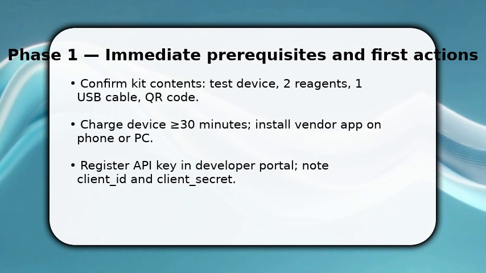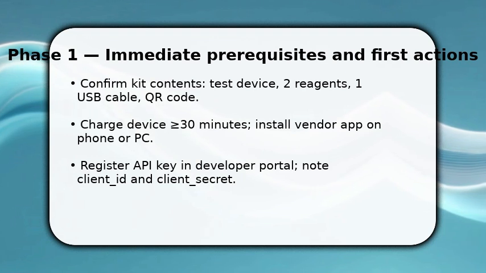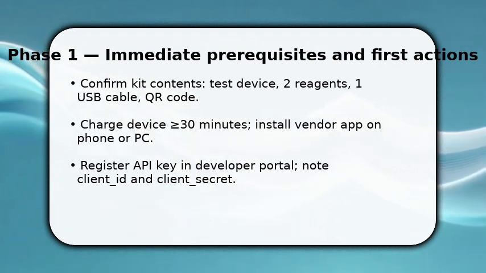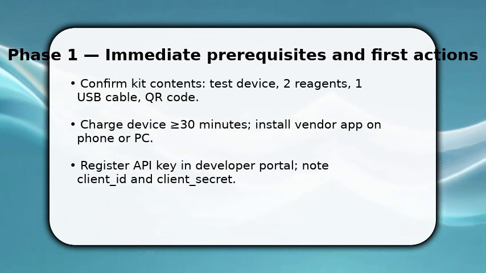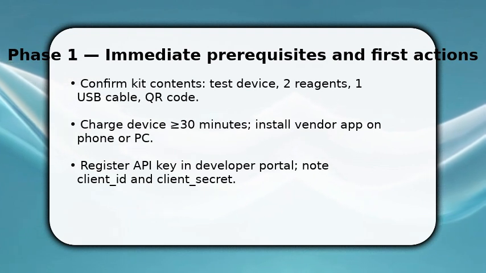Next, register for an API key in the developer portal and save the client ID and client secret. These are required for authentication. Make sure to enable developer mode on the device and connect via USB or Wi-Fi. This begins the live data pipeline you will call.